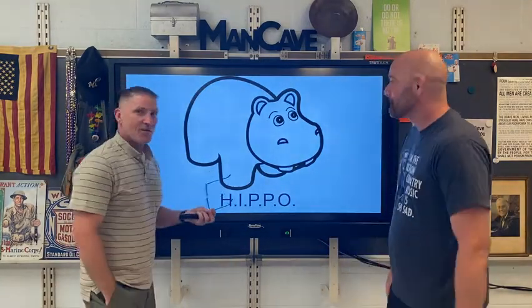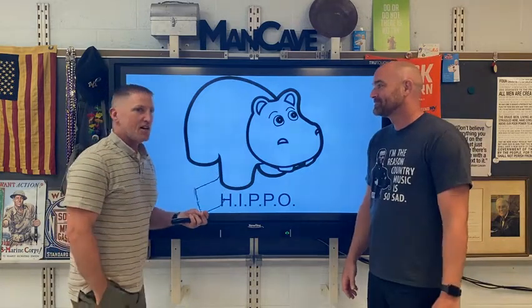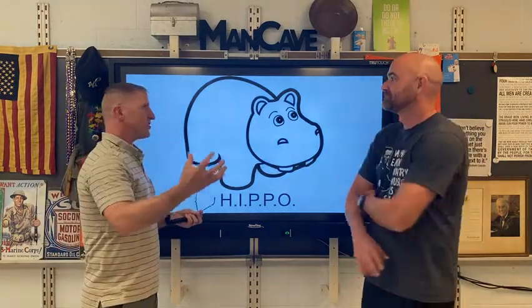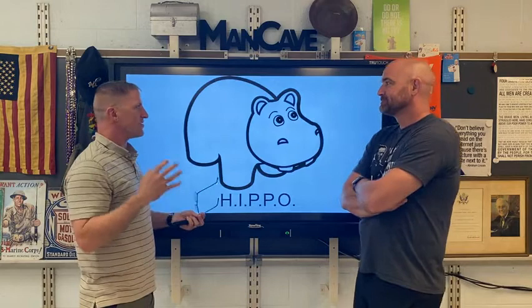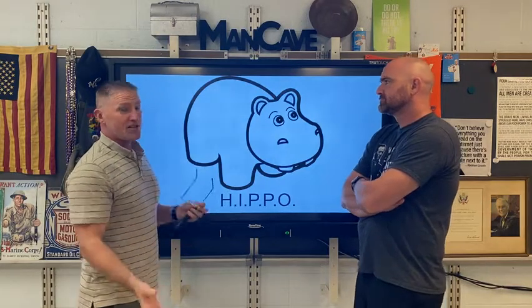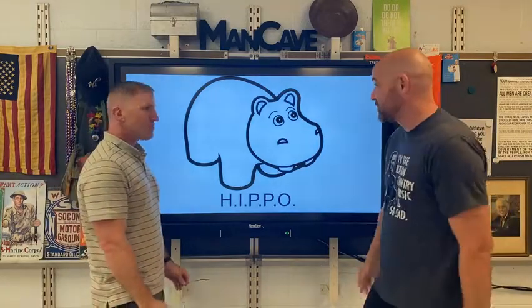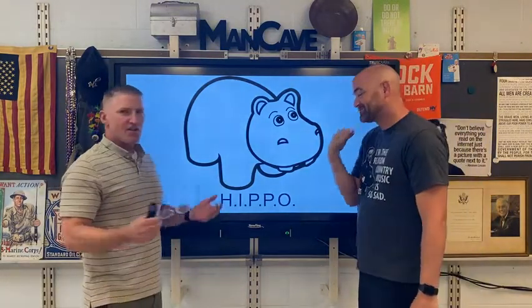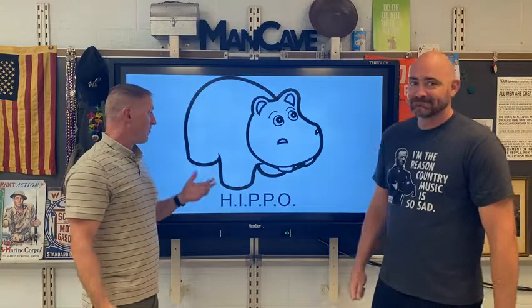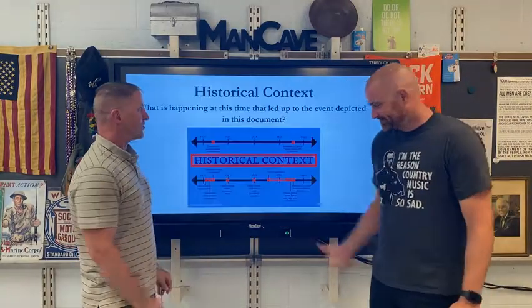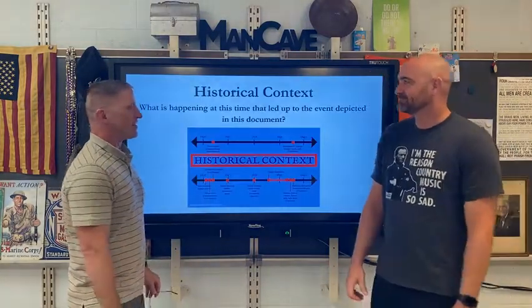And the thing is that when it comes to looking at these documents, people's heads get wrapped around certain details or the wrong details. Or they only focus on one thing that the question might not be asking about. So when there is a loss of what to do, we broke it down with the HIPPO. So the H is going to start with the historical context.